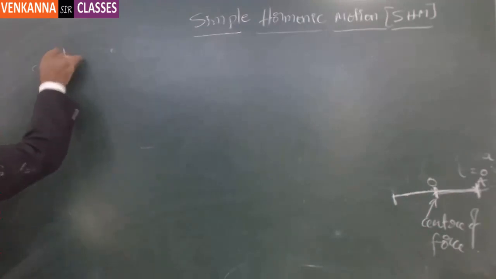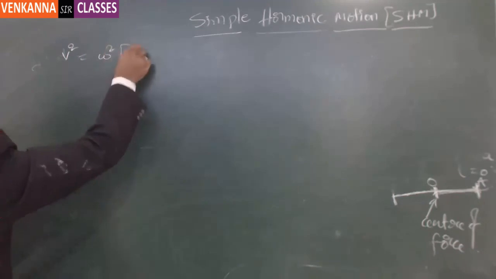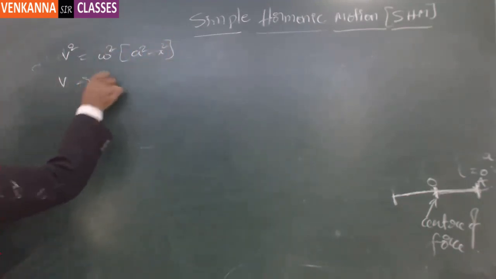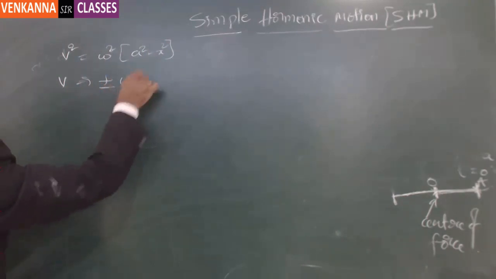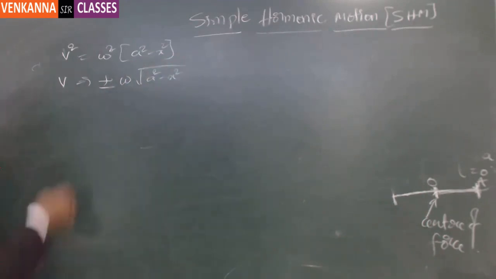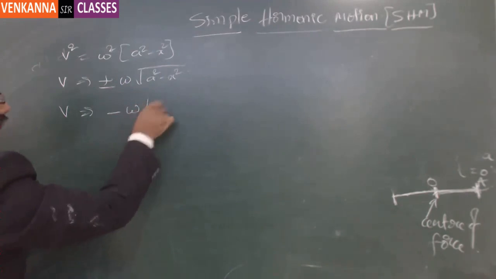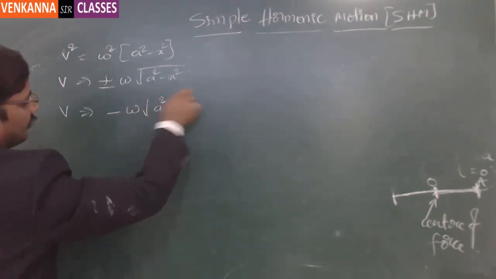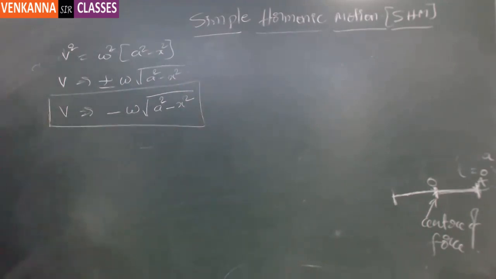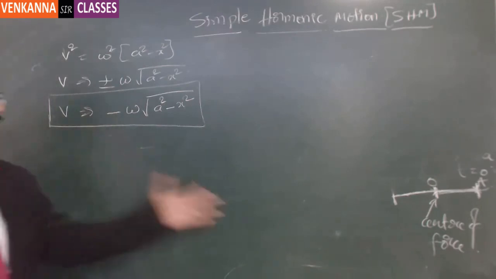So we have got the relation v square is equal to omega square times a square minus x square. Now v can be treated as plus or minus omega times the square root of a square minus x square. Now here, I can write v as minus omega. Now is this correct, or can I treat it as positive, or are both true? So what is the valid case for our analysis?